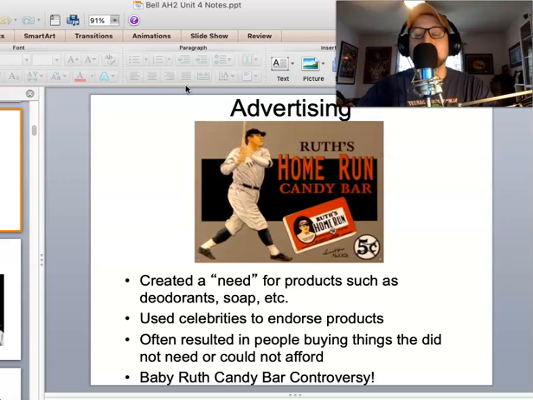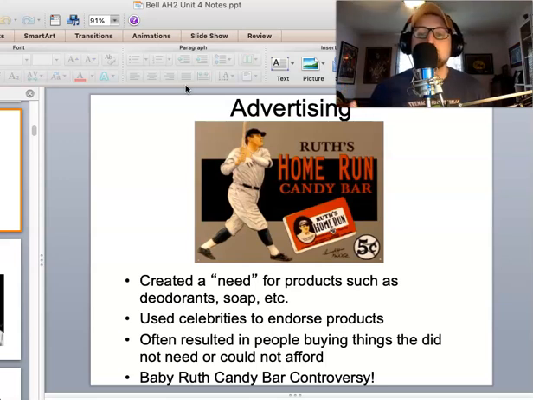For some things, it created a need for a product. Like you needed soap before the radio. You needed deodorant, toilet paper. God knows you need that now, before the radio. But the radio kind of makes you need a certain type. Scott's the best quality toilet paper. Dial's the best quality soap. This is what you need, because this is what celebrities use. This is what athletes use.